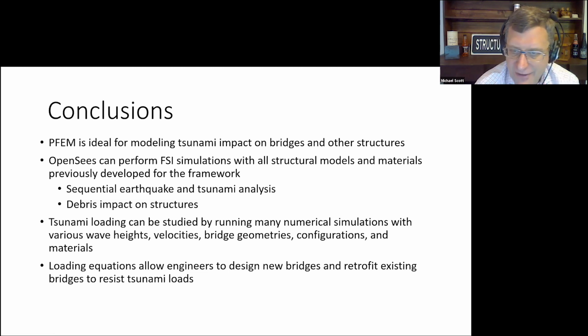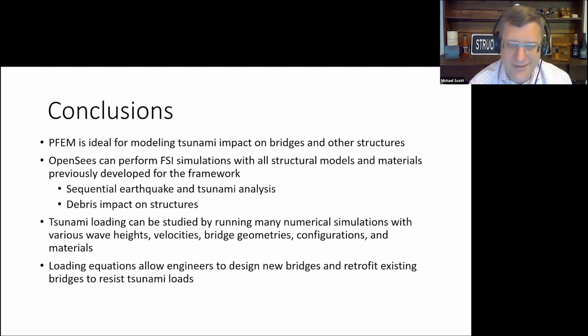But again, numerical simulations, we use those to develop some initial tsunami loading equations with credible wave heights, velocities, different bridge geometries, configurations. But really, it gives engineers a tool to not only design new bridges, but also, probably more importantly, retrofit existing bridges to resist tsunami loads.